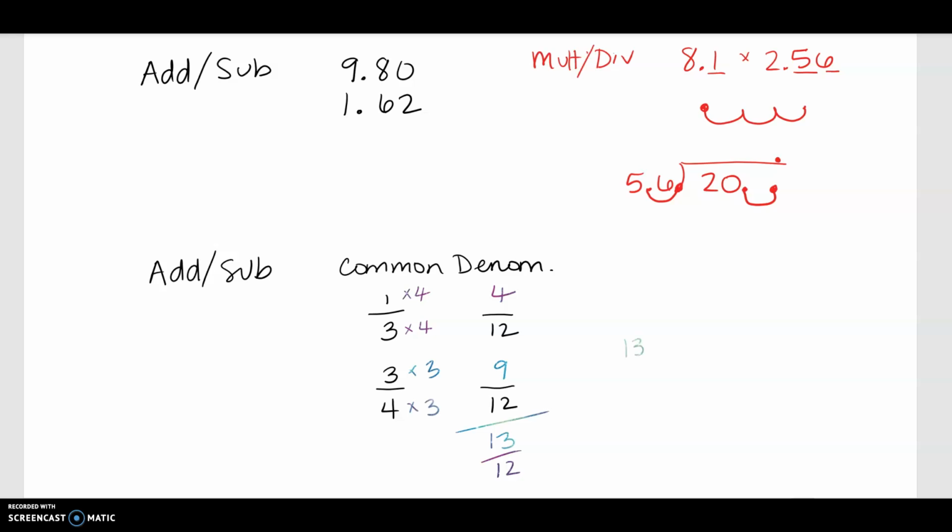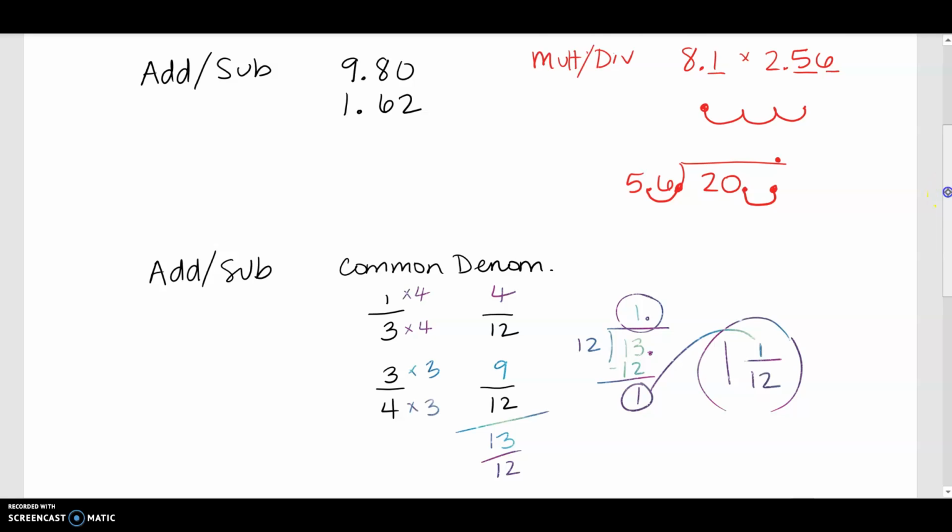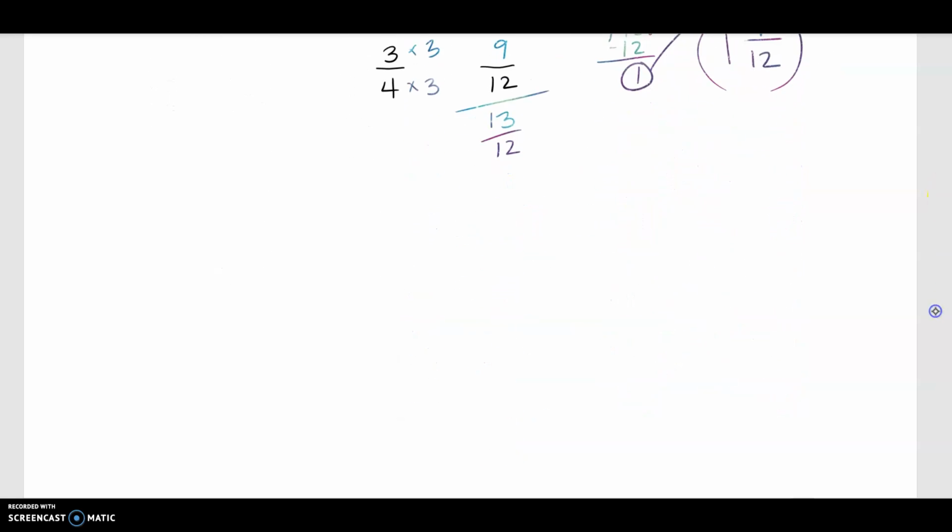If you hit this point where you have an improper fraction, to change an improper fraction to a mixed number, we divide, subtract, and you stop here at the decimal point. This one is my whole number. This one is my numerator, and I keep the denominator, okay? So that's adding and subtracting fractions.